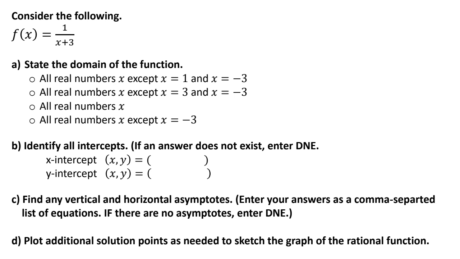So this is a function which is in rational form. Rational form means I have a fraction, so I have a numerator and denominator. The first thing they ask us is to state the domain of the function. When we're dealing with a fraction, we never want the denominator to be equal to 0.